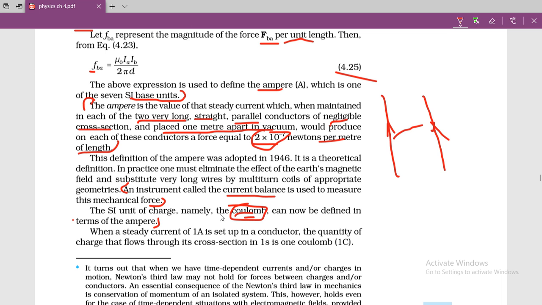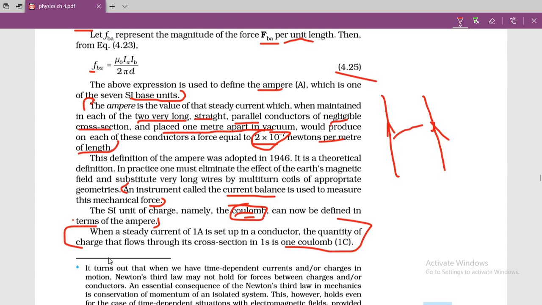So when a steady current of 1 ampere is set up in a conductor, the quantity of charge that flows through its cross section in 1 second is 1 coulomb. So this is the important definition, and this is related to the 1 coulomb charge.